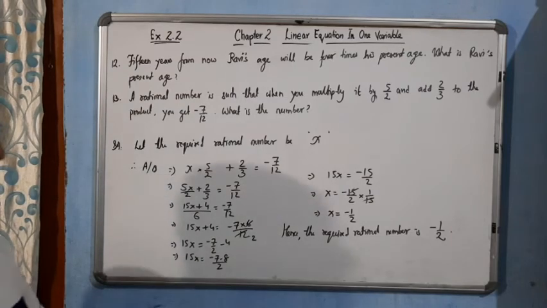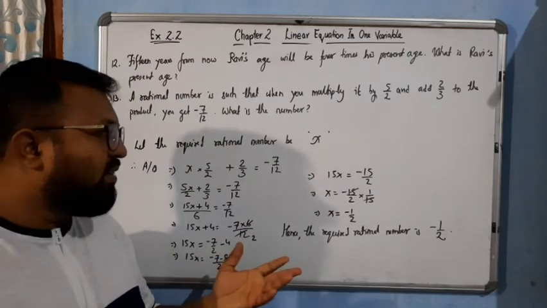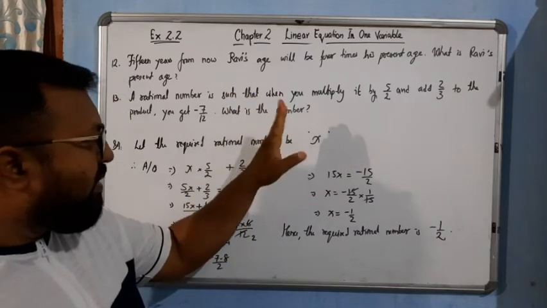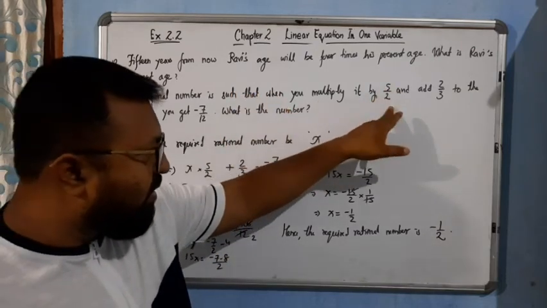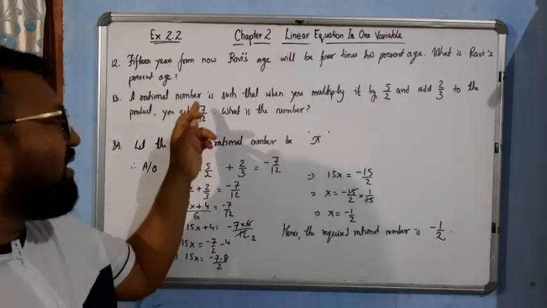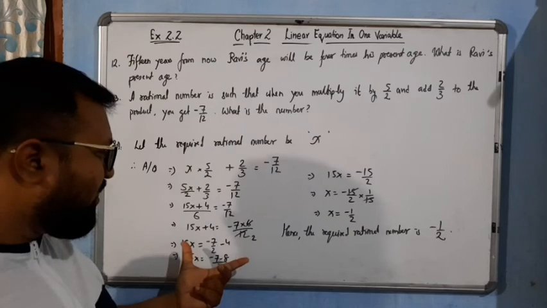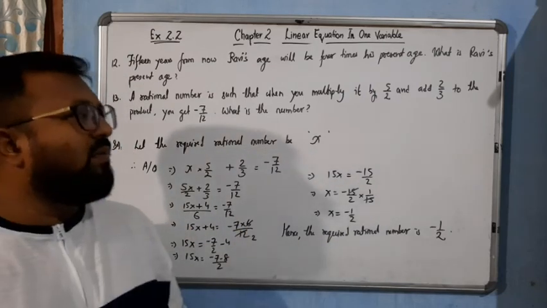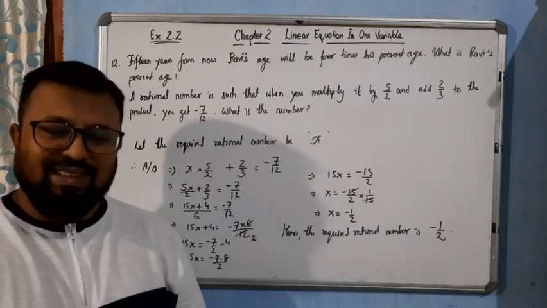So this one is also very easy, very simple. Let the required number be x. According to the question, when you multiply the rational number with 5 by 2 and add 2 by 3 to that product, you will get minus 7 by 12. In this way we have formed the equation for the question, and hence we got the result. It is minus 1 by 2. So I hope you have understood both the questions very nicely. Thank you.